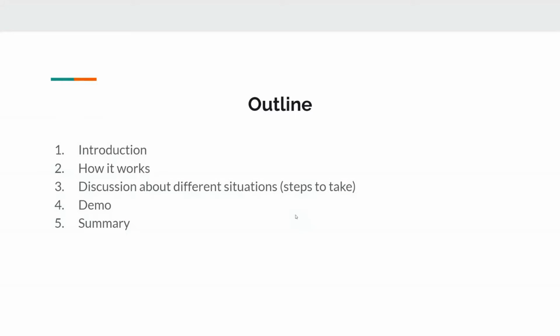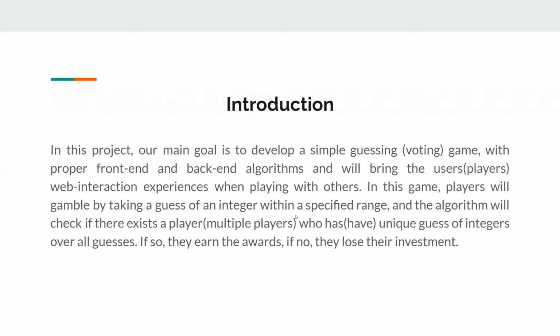So here's the outline for today. We're first going to introduce our project and briefly talk about how it works. And also we'll have a discussion about different situations that the final output will be. And we'll have a brief demo and code explanation about our project. And finally, we'll have a summary and find some ways to optimize it.